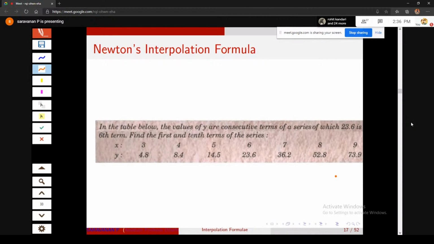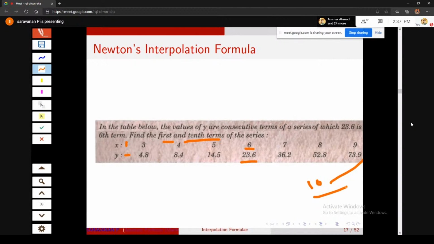Similarly, this one: in the table below, the values of y are consecutive terms of a series, of which 23.6 is the sixth term. Find the first and 10th terms of the series. The first term will be somewhere here, and the 10th term will be at the end. So you want to compute the first and 10th term.